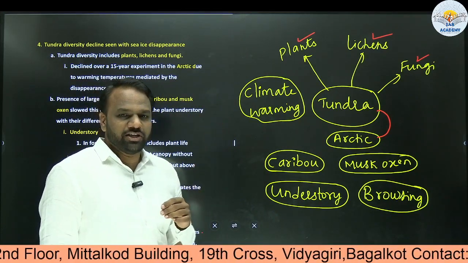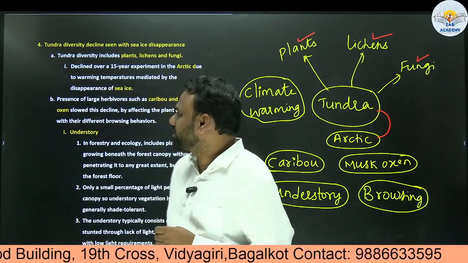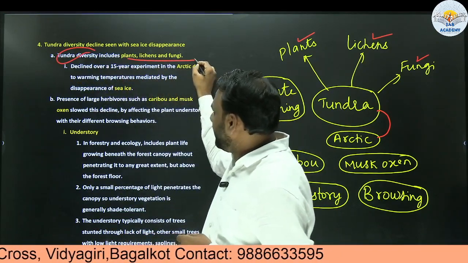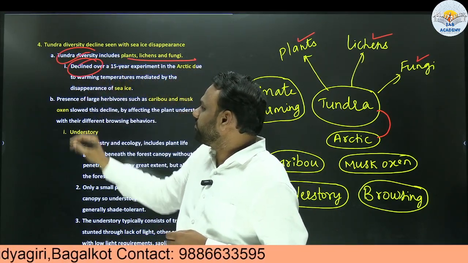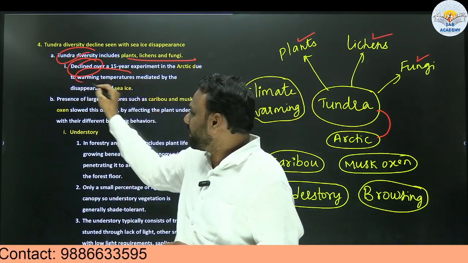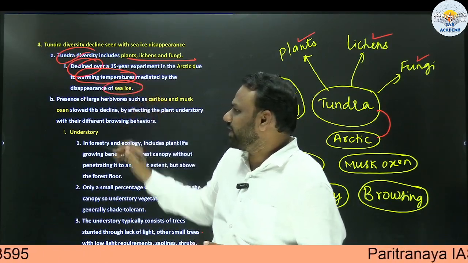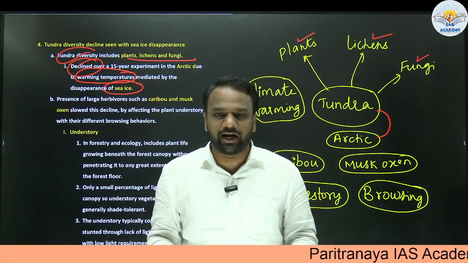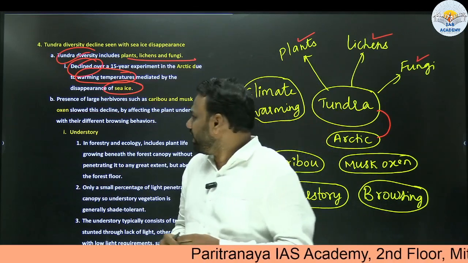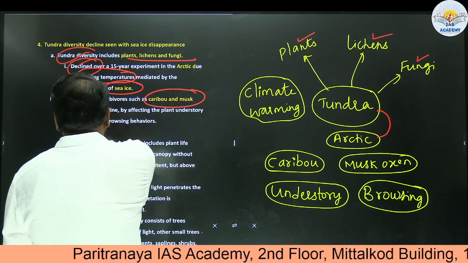So now because of the climate change, the vegetation is being affected there. Okay, vegetation is being affected. So tundra diversity includes plants, lichens, and fungi. So this diversity has declined. Why has this diversity declined? Because of the rising temperature, because of the phenomenon of global warming. And because of this global warming, the sea ice is disappearing. And as the sea ice is disappearing in the Arctic, the diversity in vegetation is coming down. Okay, is coming down. So here, the words on which we need to focus are caribou and musk oxen.